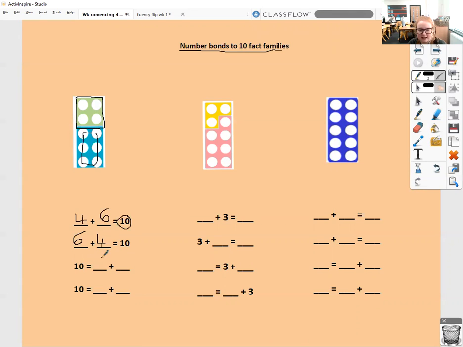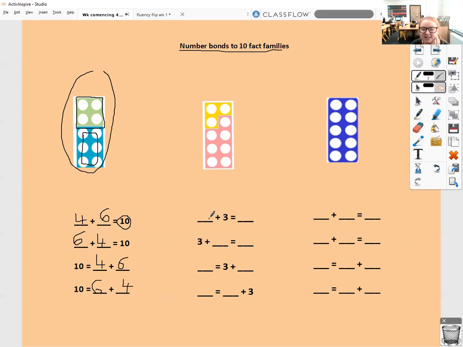I could say that 10 equals, what are my two parts? 10 equals 4 plus 6 more, looking at my two pieces of Numicon up here for my two parts. And I could also say that 10 equals 6 plus 4 more. So those are my four fact families for this one number bond.